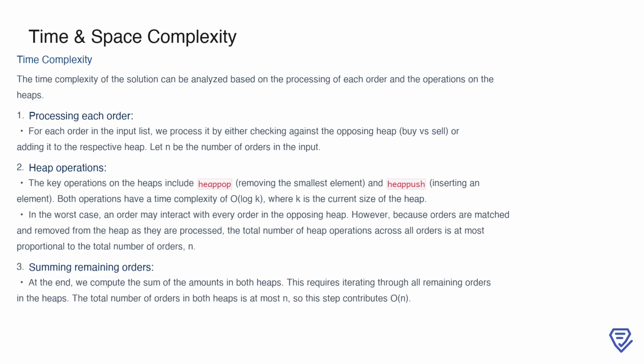Next, heap operations are central to the solution, particularly heap pop and heap push, which allow us to remove and insert orders efficiently. Both of these operations have a time complexity of O(log k), where k is the current size of the heap. Importantly, while it might seem like an order could interact with every other order in the opposing heap, orders are removed from the heap once matched, which ensures that the total number of heap operations remains proportional to n. Finally, when summing the remaining orders at the end, we iterate through the heaps. Since the total number of orders left in both heaps is at most n, this step contributes an additional O(n) to the time complexity.